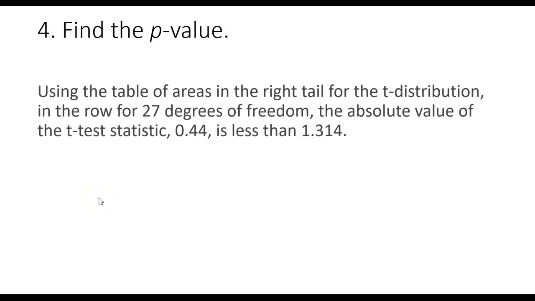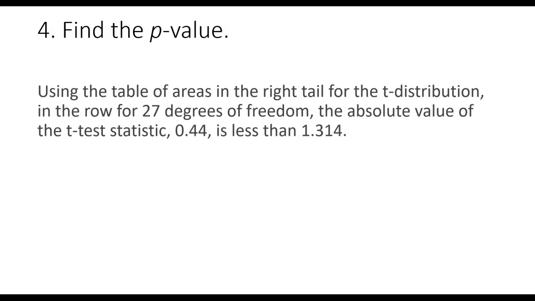Because we are using t-values, we must use the t-distribution table to find the p-value. So we're going to use the table of areas in the right tail for the t-distribution in the row for 27 degrees of freedom. Remember that degrees of freedom are n minus 1. Since our sample size is 28, our degrees of freedom will be 28 minus 1, which is 27. So we're going to go down the left-hand column in our t-distribution table and find 27 degrees of freedom.